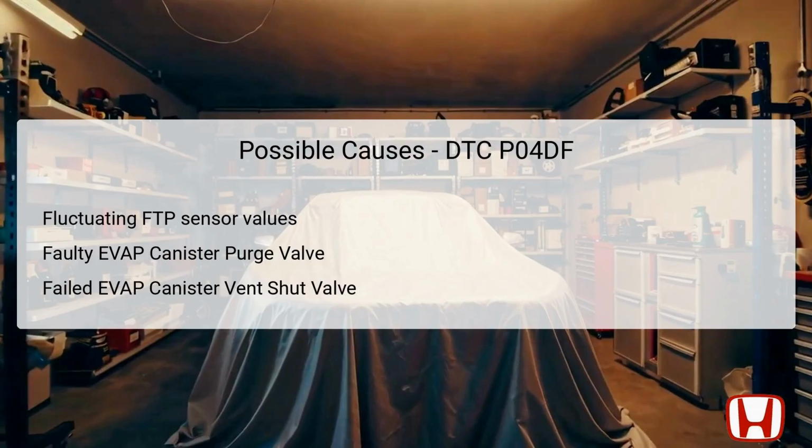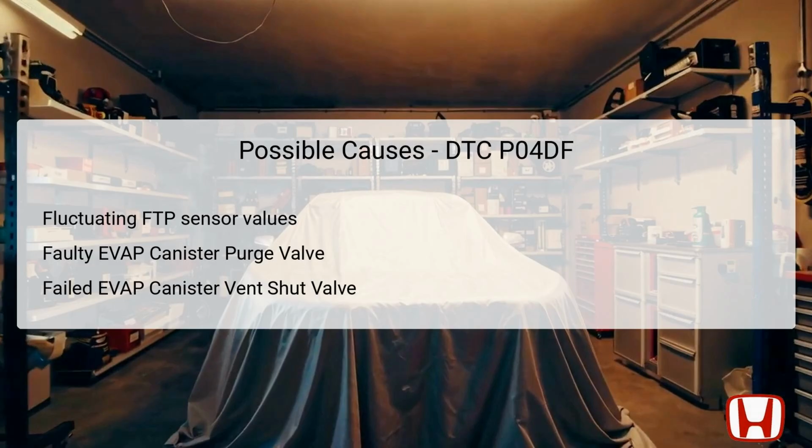There are several potential causes for the DTC P04DF. The most prominent is the fluctuation of FTP sensor values from negative pressure to atmospheric levels after the engine is turned off. This suggests that the sensor is picking up abnormal readings, indicating a problem in the EVAP system. A faulty EVAP canister purge valve can also lead to this code.